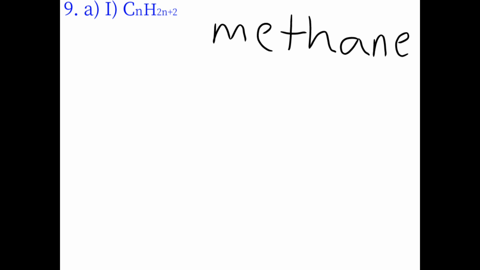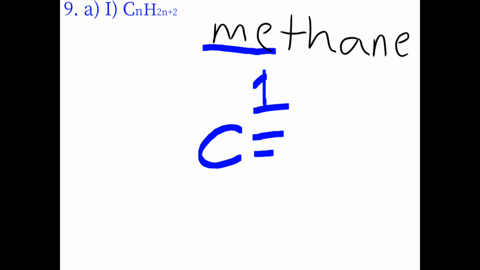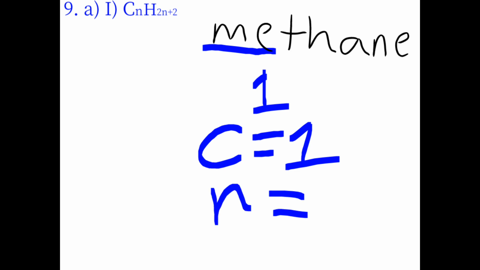For example, methane: this "meth" means one. It means that in this methane the number of carbon atoms is one, and this number will be represented by n.